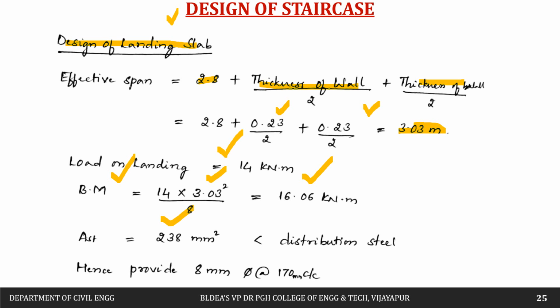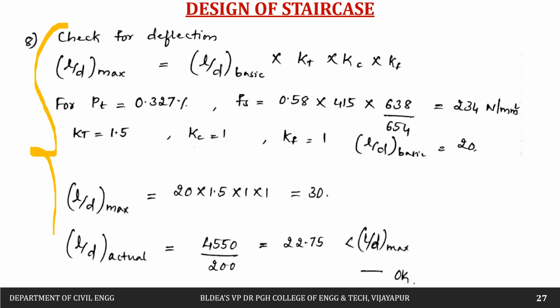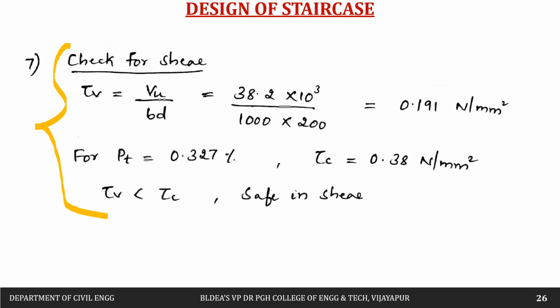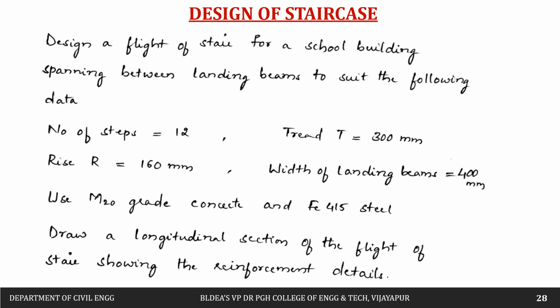For that, if you calculate, area required will be 238 mm square, which is less than distribution steel. Therefore we can provide 8 mm bars at 170 mm center to center. Then next we have to check for shear and we have to check for deflection. You can stop and refer to this and make a note of it: check for shear and check for deflection.